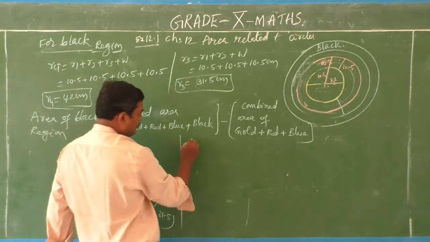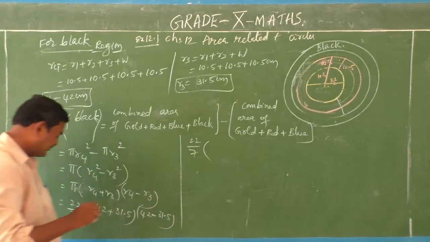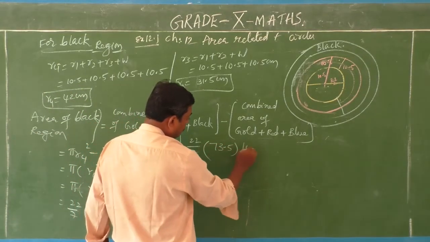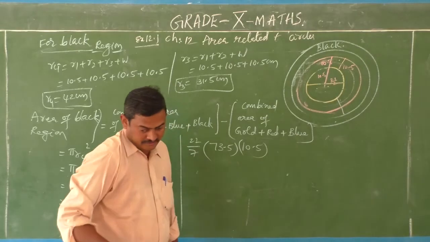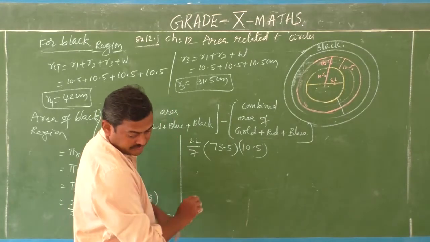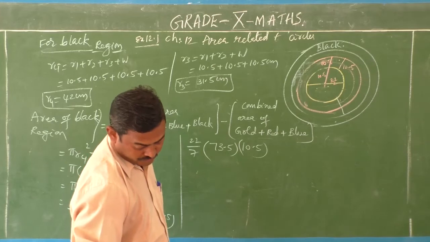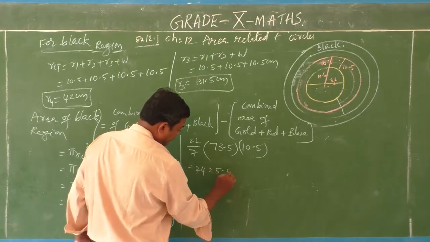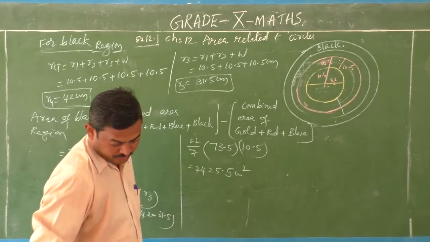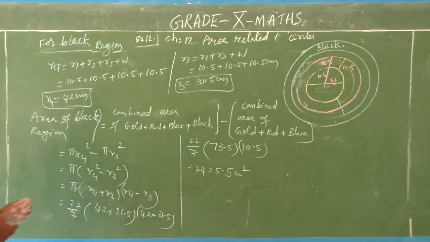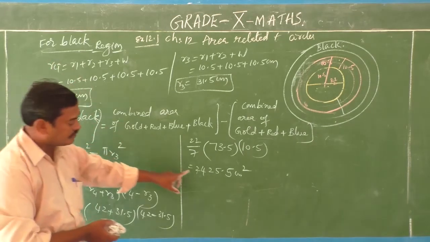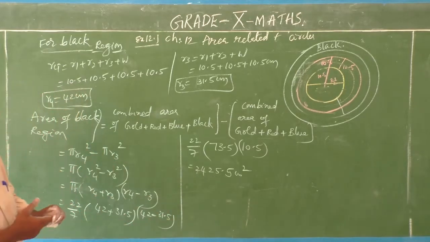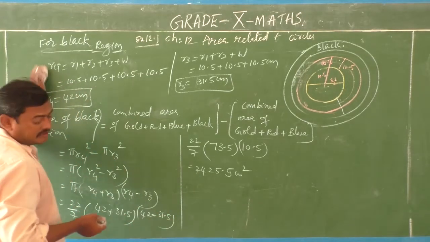Now 22 by 7 into 73.5 into 10.5. If you simplify means we get the answer 2425.5 centimeter square. This is for black region alone, 2425.5 centimeter square.